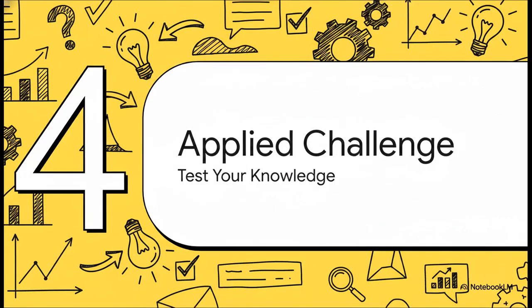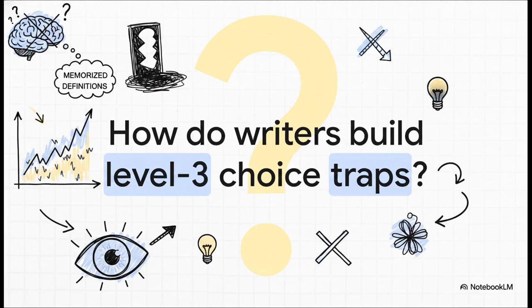All right, final stop, Section 4, take the applied challenge. I want to pose a really direct question to you here. How do exam item writers turn these seemingly straightforward single-subject parameters into brutal level 3 choice traps? Because they know you memorize the definitions, right? But what happens when they present a graph specifically designed to mislead your eye? Will you be able to separate the trend from the variability when you're actually under pressure?